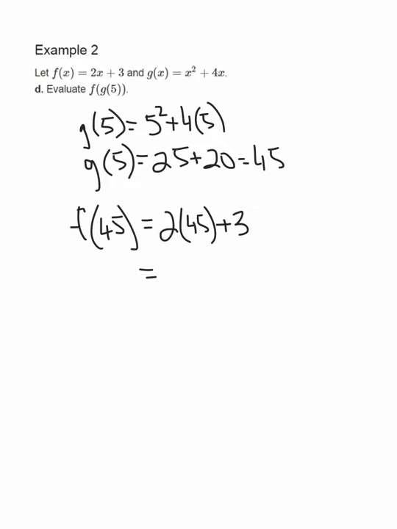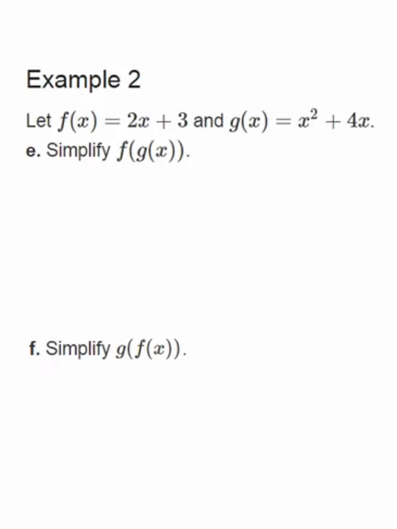And that is 93. So you can have as many functions embedded into that bracket, but always start from the innermost and then work your way out so you can get your final output. Okay, last example of this part.